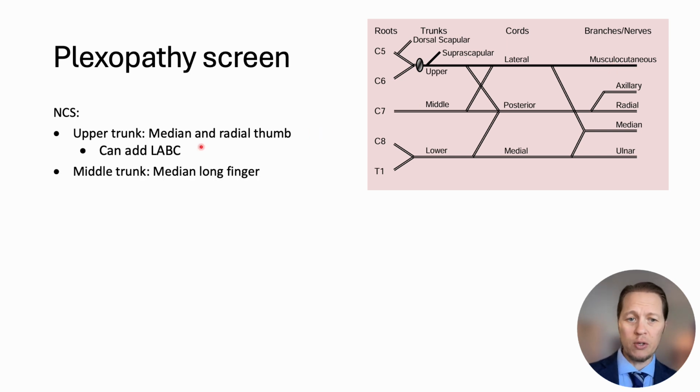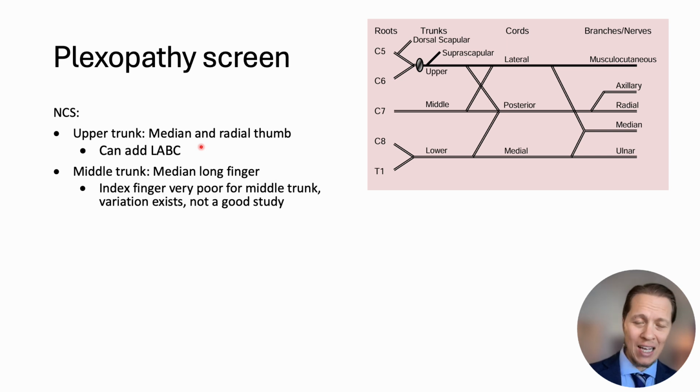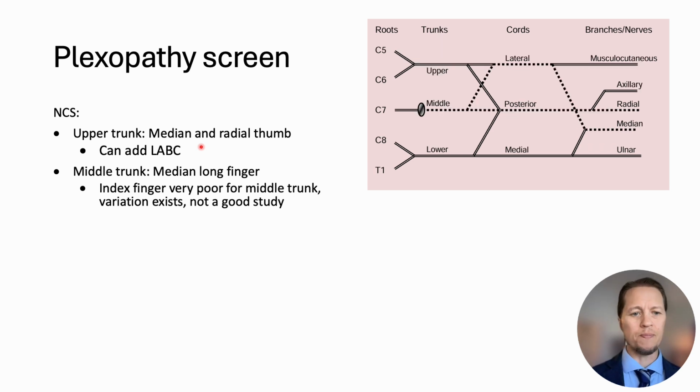Now, for middle trunk, we do the median to the long finger, not the index finger. There are actually some studies out there that looked at this. There's a heck of a lot of variation for the index. It's just a very poor test for middle trunk. It's also sometimes used in carpal tunnel, but more and more people are switching to the long finger as a slightly more reliable test in terms of sensory. You've probably seen that if you do EMG and have been rotating around. Some people like the index. But the long finger is better because you can do one carpal tunnel study and two a plexopathy assessment. So that would be right here.